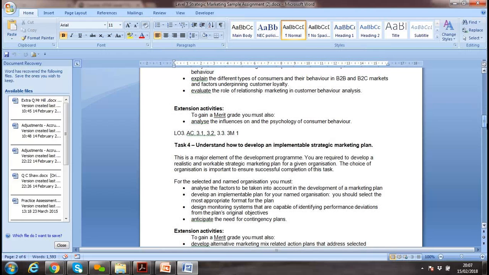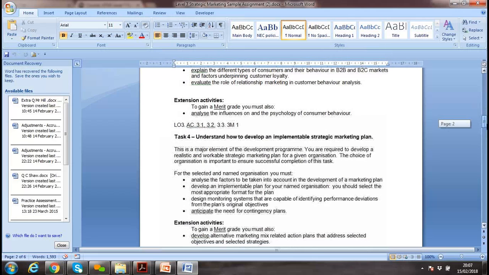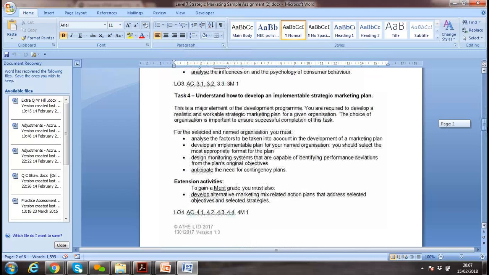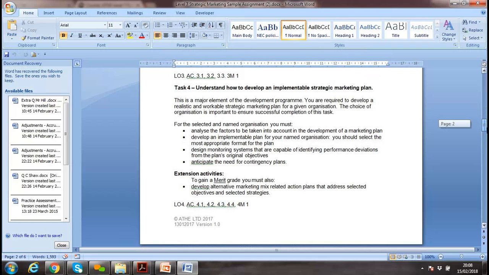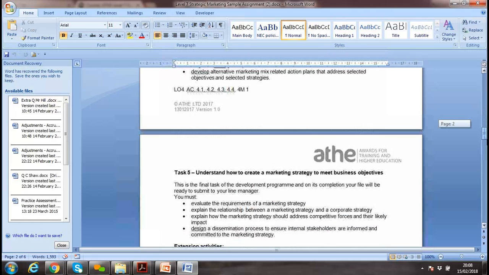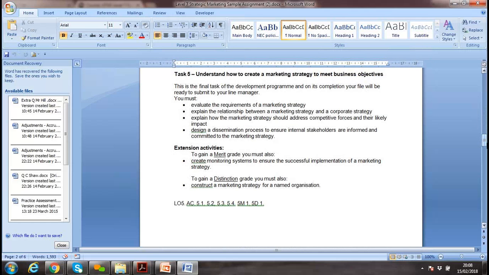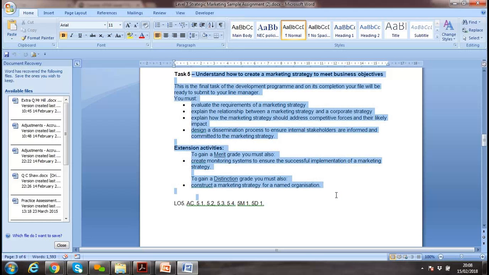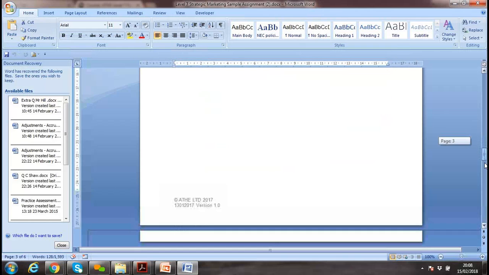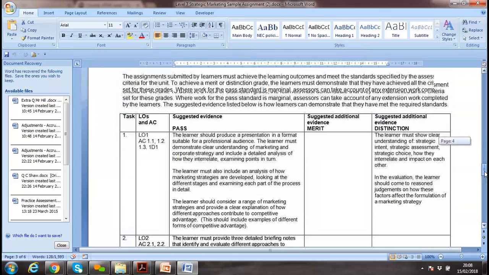Task four is to understand how to develop and implement a strategic plan. We discussed it, and I already sent you the template as well. Then you have task five: understand how to create a marketing strategy based on your marketing plan and environmental analysis research. We discussed Porter's generic strategies, cost leadership, and differentiation.